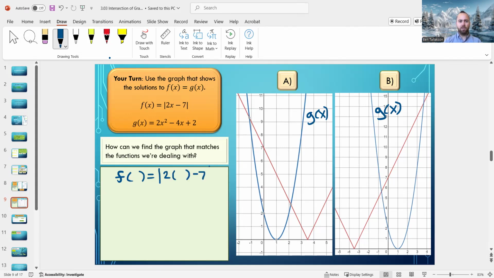And let's look at our graph to find a point we can clearly see on the red line. So look at this red line. Let's see. I see right here, 4, 1. So if I plug in 4 and I get 1, that means it's graph A. Let's see. We get 8 minus 7. That's absolute value of 1, which is 1. We are on a roll today. So the point 4, 1, right there. Graph A is our guy.